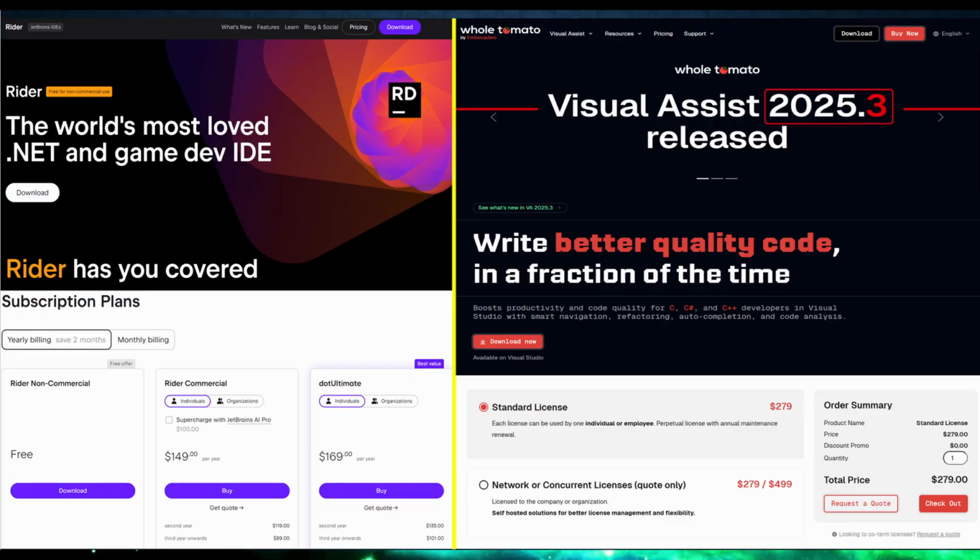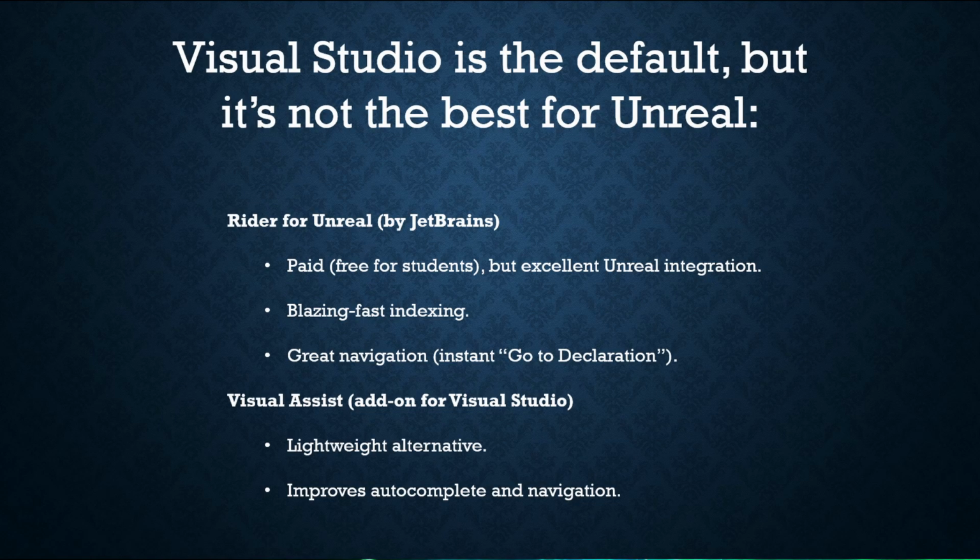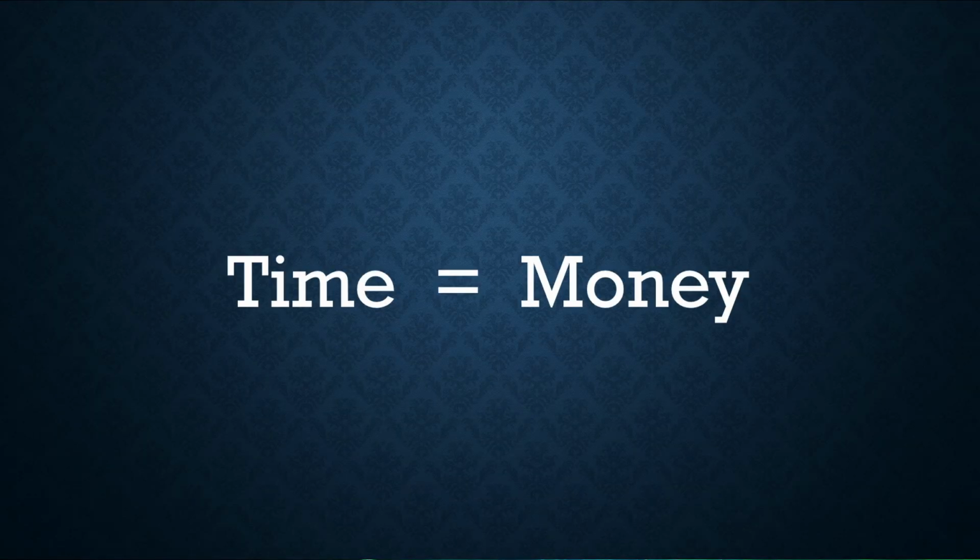There is an alternative to Visual Studio, and that's Rider for Unreal and Visual Assist. Visual Studio is the default, but it might not be the best. Many Unreal pros, which I'm not one of those, switch to Rider once projects get really big because of the productivity boost. It outweighs the licensing cost, but it's all up to you.